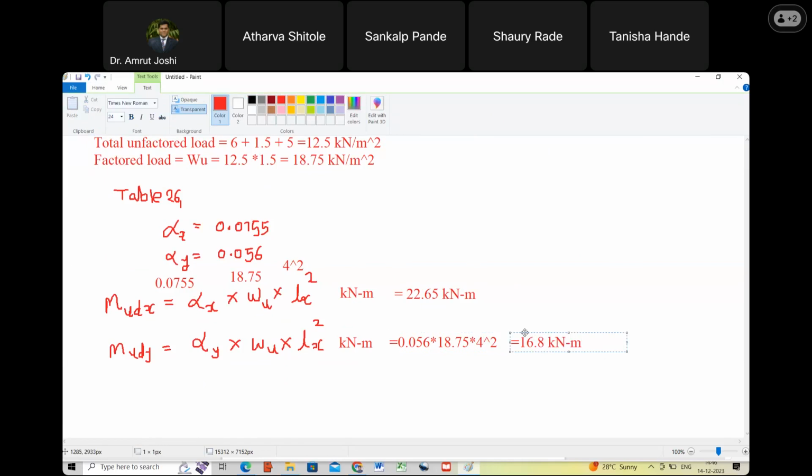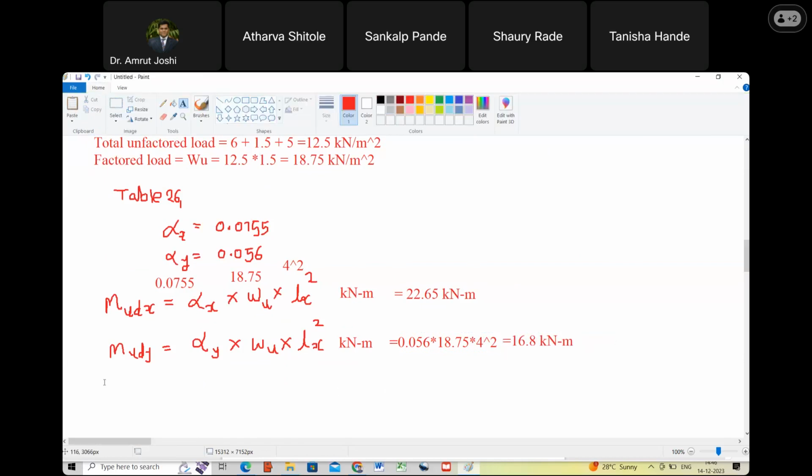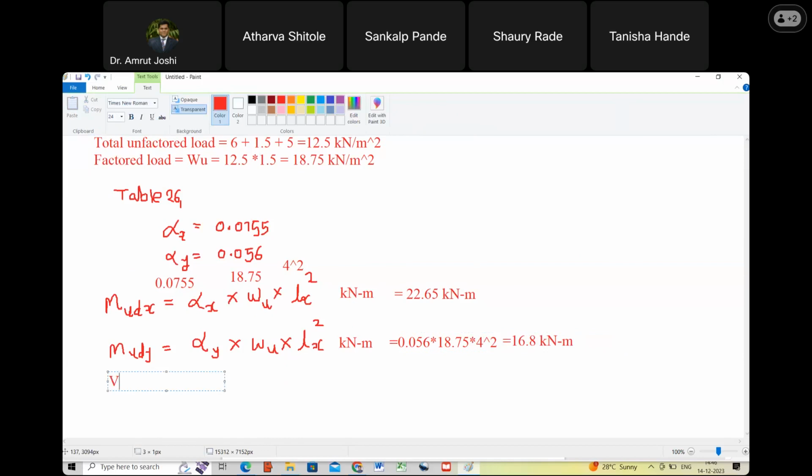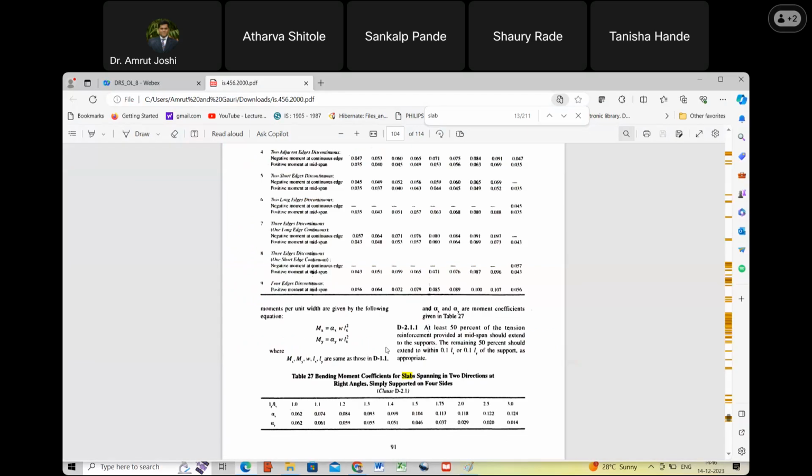Happy? Yes, sir. And now let us calculate the shear force, VUDX, the shear force while bending in x direction, and VUDY will be the shear force while bending in y direction. So let us calculate those two. So how do we calculate that? Do we have that Wu, isn't it? Yes, sir. This Wu, just give me a second.